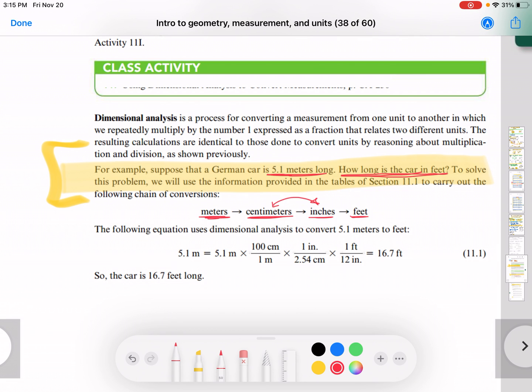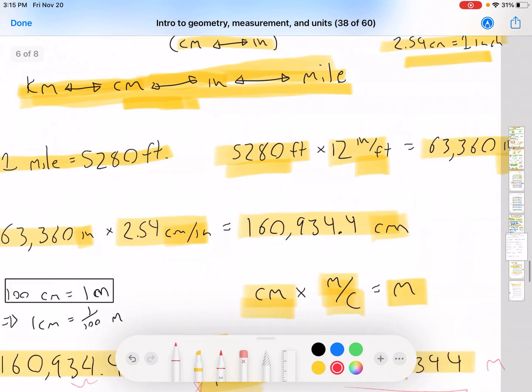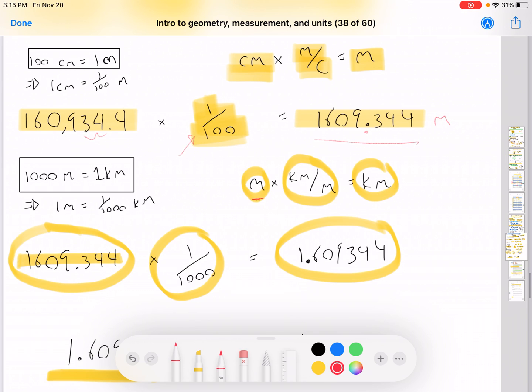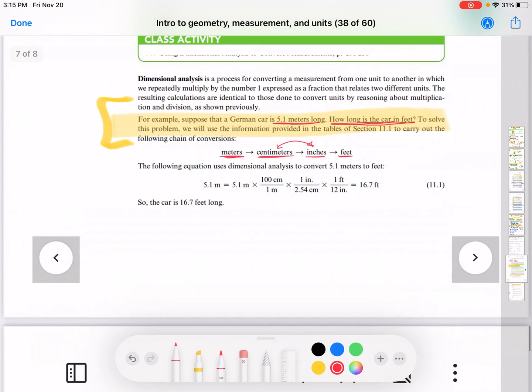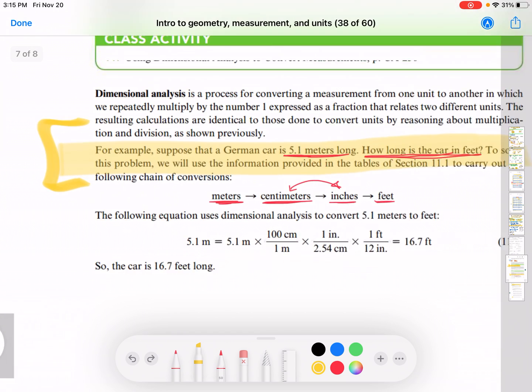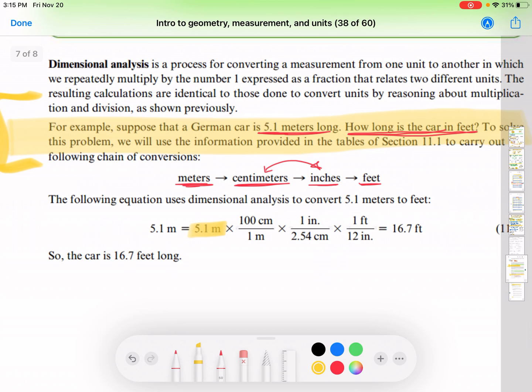Now, what I did above is I did this step by step. And for each conversion from miles to feet, feet to inches, inches to centimeters, centimeters to meters, meters to kilometers, I made a new equation, but really you can put this in one long string of equations. And so what they have is 5.1 meters. But then they multiplied that by centimeters per meter. Sorry, that got too faded out.